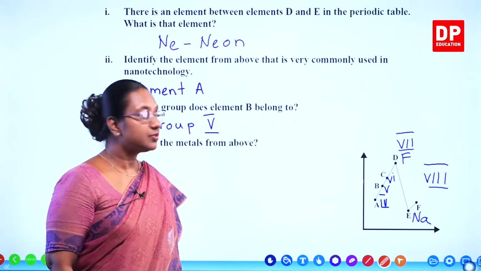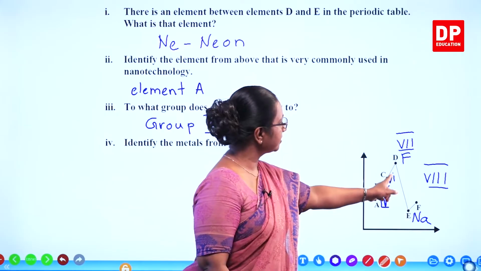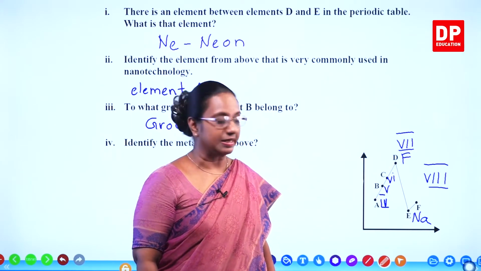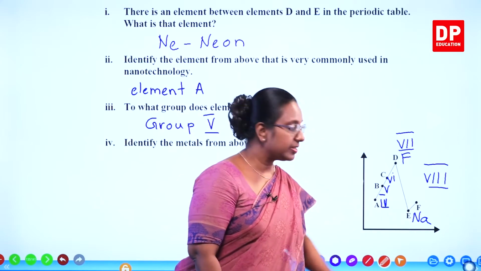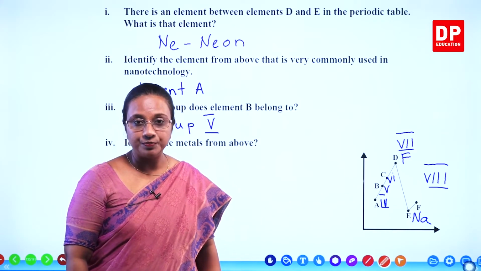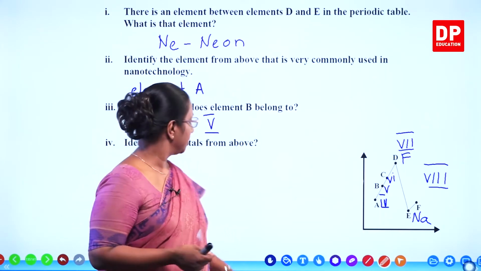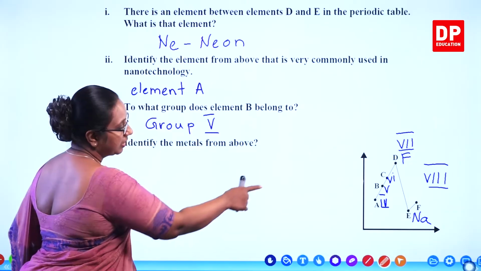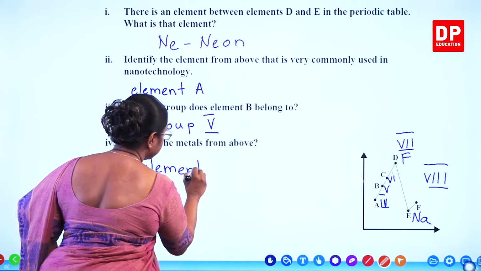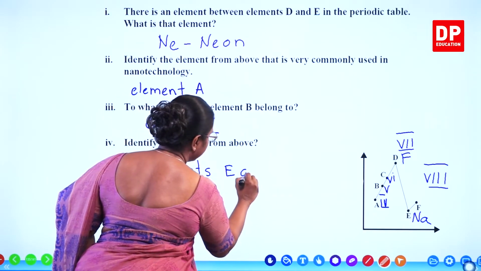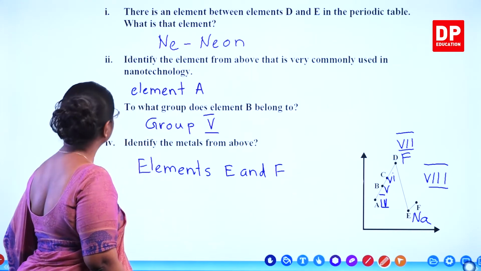Identify the metals from above. So, as you can see here, group 4, 5, 6, 7, they are all non-metals. Then we have E, that is group 1, sodium. So, obviously, F is in group 2 and that will be magnesium. Sodium and magnesium are metals. So, identify the metals from above. It will be elements E and F. I'll move on to the next question.